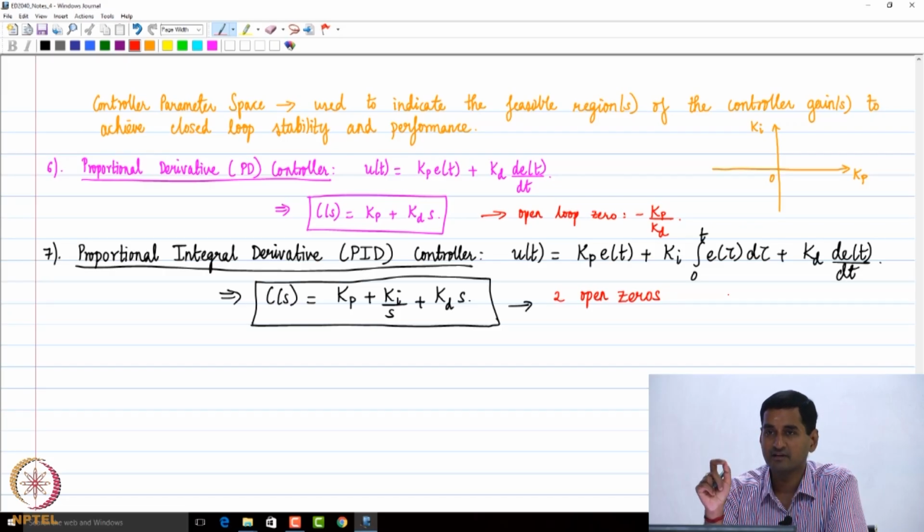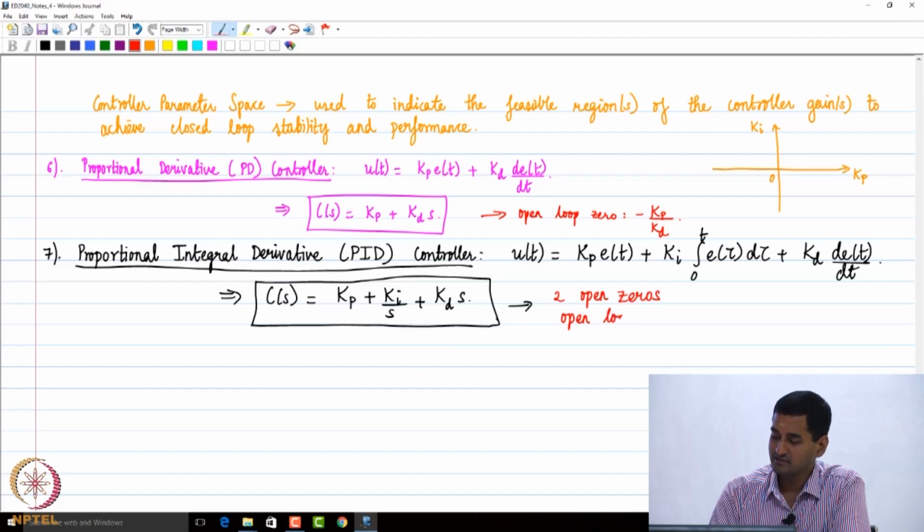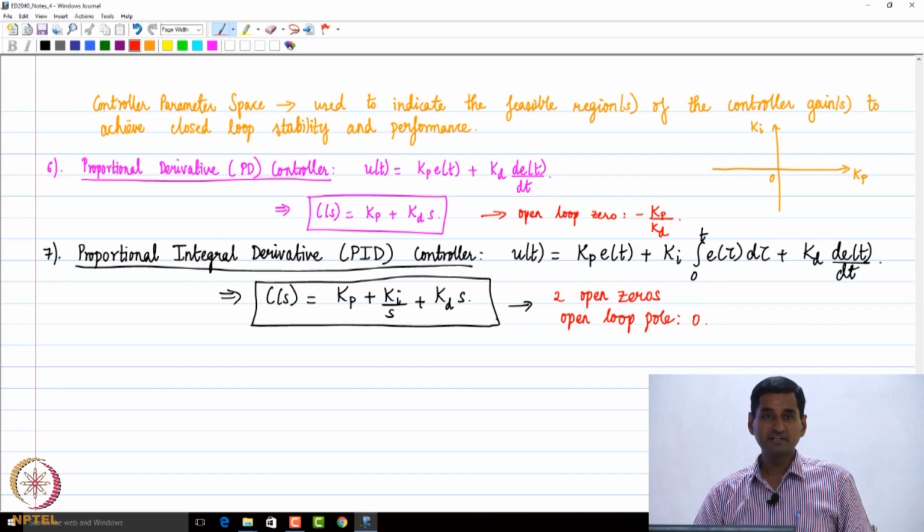Please remember that once you take the LCM and calculate it, consequently there are going to be two open loop zeros introduced, and it introduces an open loop pole at the origin. So that's the PID controller in general. Now there are three parameters to design: Kp, Ki and Kd. So the complexity keeps on increasing.